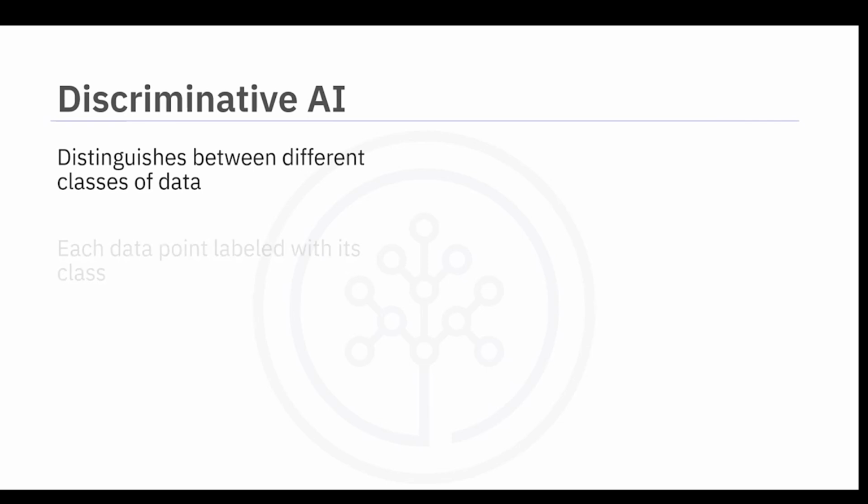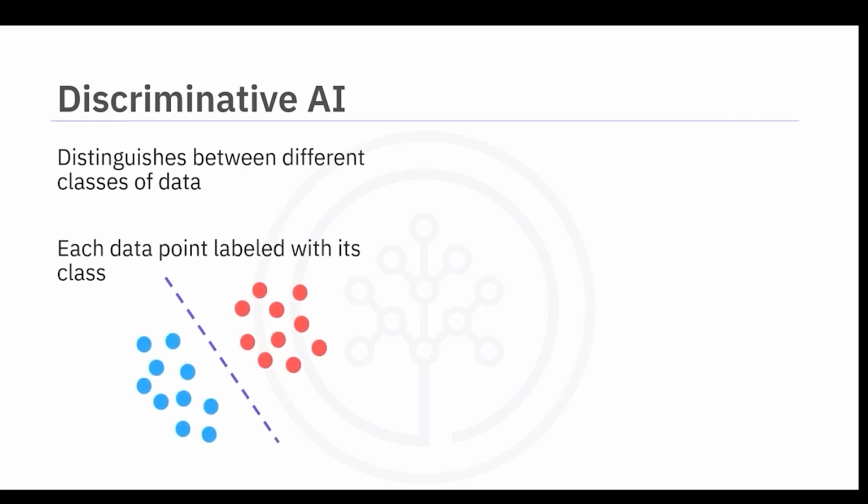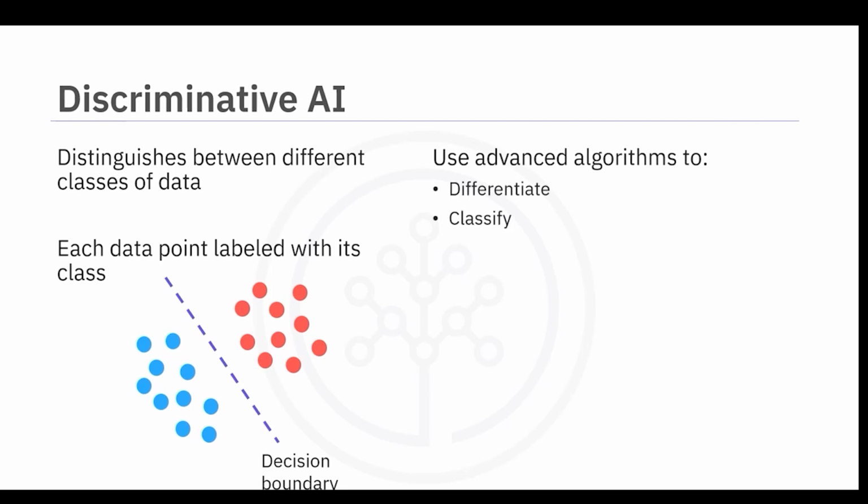Discriminative AI is an approach that learns to distinguish between different classes of data. A discriminative AI model is given a set of training data, where each data point is labeled with its class. The model then predicts the class of a new data point by finding the side of the decision boundary that the data point falls on. Discriminative AI models use advanced algorithms to differentiate, classify, identify patterns, and draw conclusions based on training data.